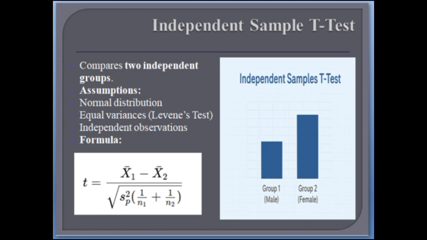Independent sample t-test. This test checks if two independent groups differ significantly in their means. Before running it, check if the variances are equal. That's where Levene's test comes in. If the p-value of Levene's test is greater than 0.05, variances are equal and you can proceed with the standard t-value interpretation.